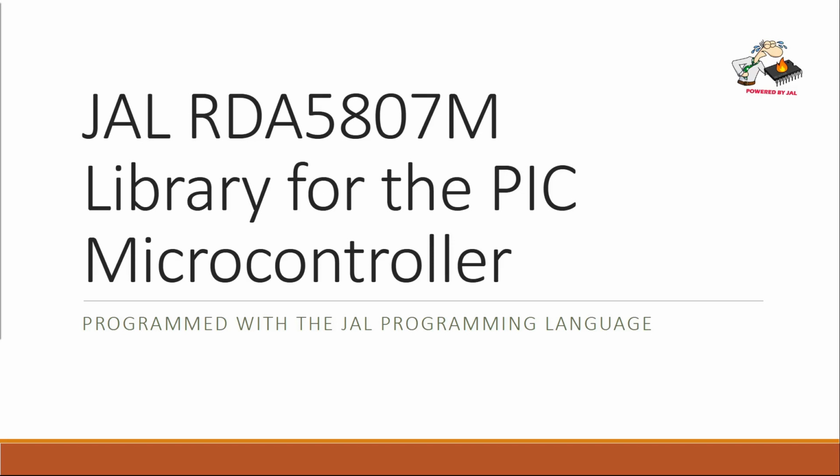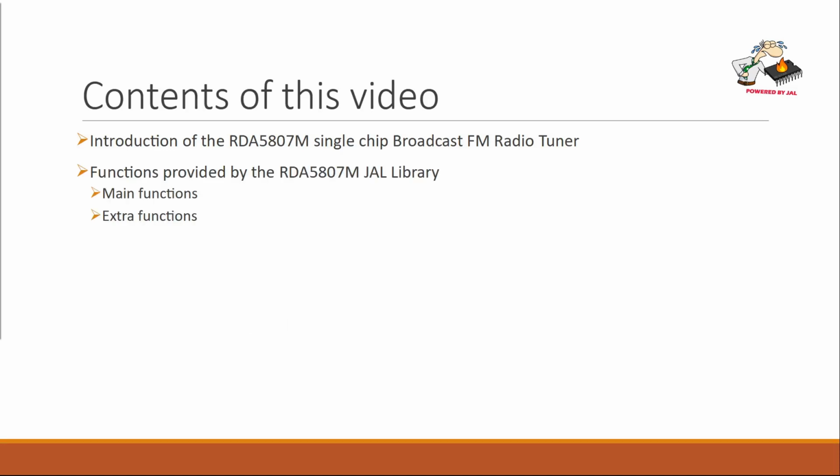In this video I'm going to explain the functionality of the JAL RDA5807M library for the PIC microcontroller, which is programmed with the JAL programming language. So what will be the contents of this video? First, a short introduction of this single chip broadcast FM radio tuner device. Then I will tell something about the functions provided by the JAL library, separated into main functions and extra functions.